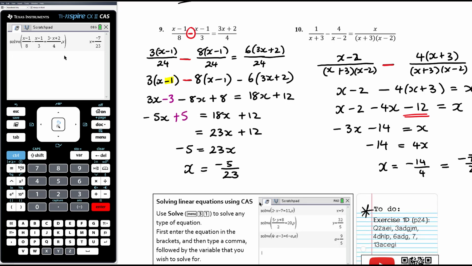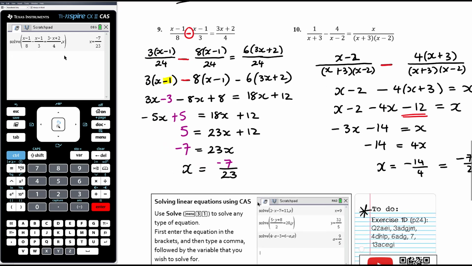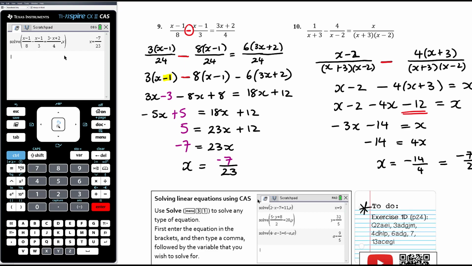Okay, which means that we have 5 here, and then 5 minus 12 is negative 7, and so we get negative 7 on 23. My apologies. I hope you recognised the error before I did. Okay, some work today from exercise 1D to practice equation solving.